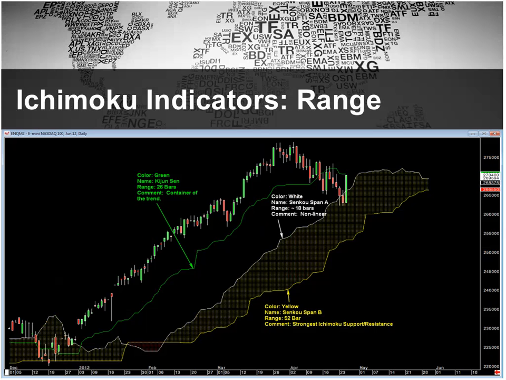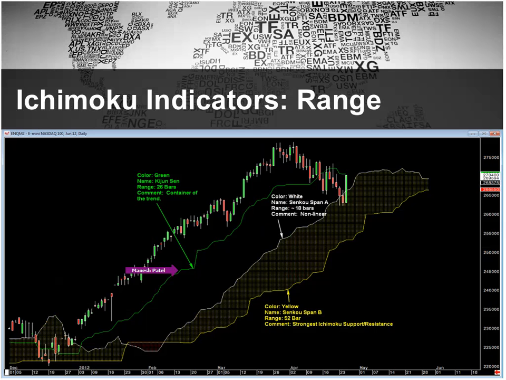Okay, let's go for the green line first. This green line is basically the range of 26 bars. A minute ago we talked about the range for 9 bars. This green line is the range for 26 bars. So we take the high of the last 26 bars, add it to the low of the last 26 bars and divide by 2, and that gives us this green line.